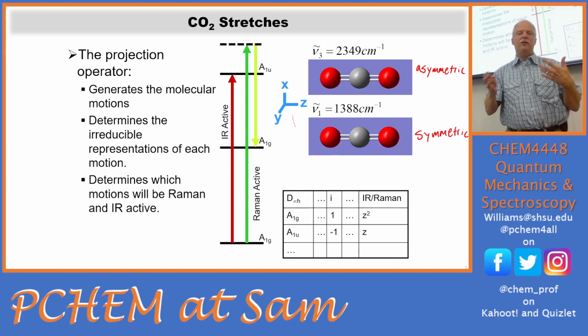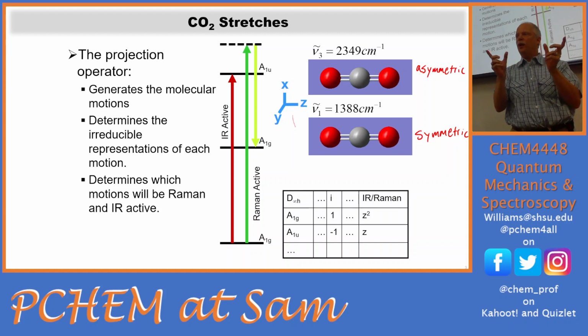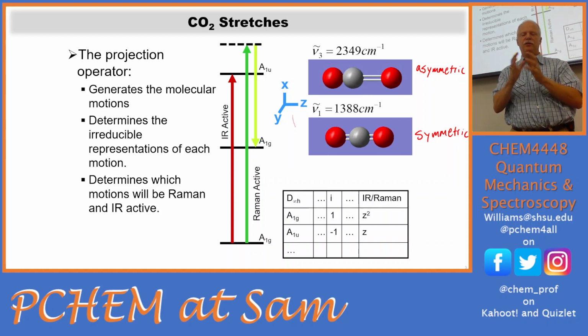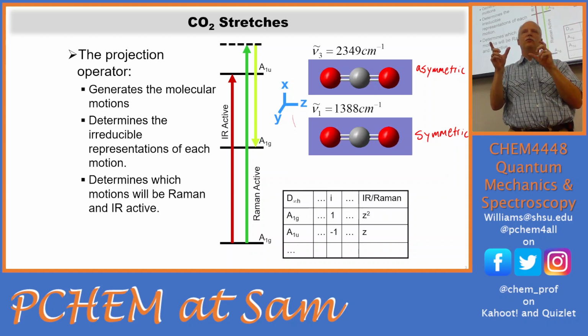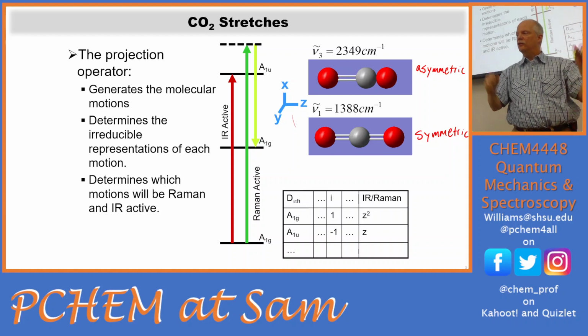And what makes it asymmetric or symmetric? The symmetric stretch, we're using the word symmetry here to talk about how the bonds are stretching. And if they're stretching together, both bonds are increasing at the same time, we call that symmetric. Okay, so it's a slightly different use of the word symmetric. We're not talking about the character table here. We're just talking about, are both bonds increasing at the same time, or is one increasing while the other one is decreasing? So the top one is asymmetric because one bond is stretching while the other one is shrinking, and vice versa.